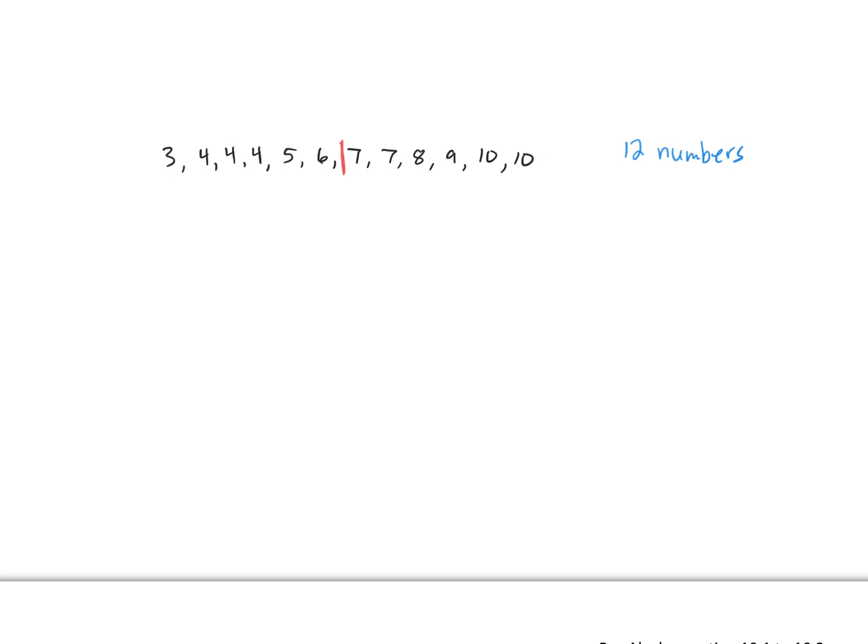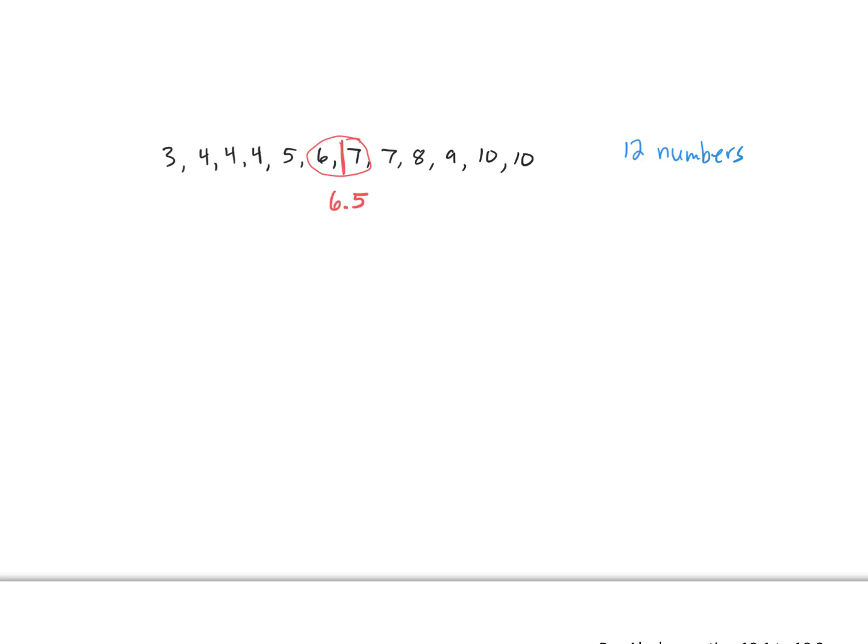Okay, now to get the number for that, I'm going to have to take the average of 6 and 7, which would be 6.5. Because remember, we add the two numbers together and divide by 2. That's 13 divided by 2, which is 6.5. Okay, so let's look at finding the other quartiles.